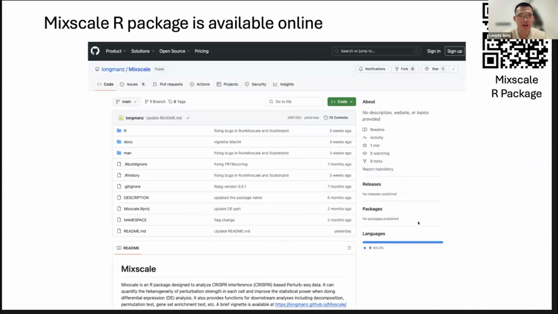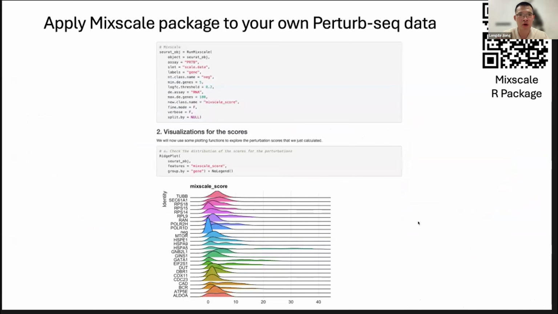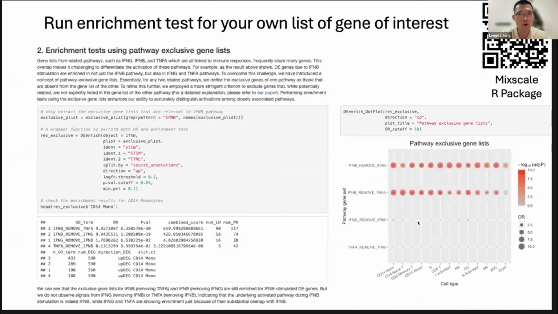All the analyses and functions that we just mentioned are configured into the Mixscale R package that is available at GitHub. You can use our package to analyze your own CRISPR Perturb-seq data, quantify the heterogeneity in your Perturb-seq data, and also perform weighted DE tests. Or alternatively, if you just have a list of genes of interest, you can also directly use our package to perform pathway enrichment tests using the standard pathway gene list or the pathway exclusive gene list that we just mentioned.